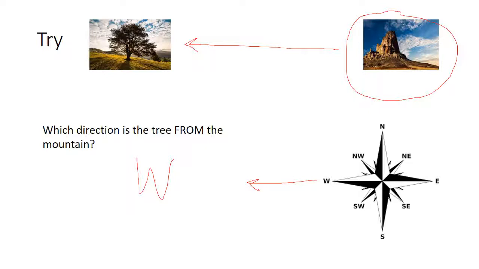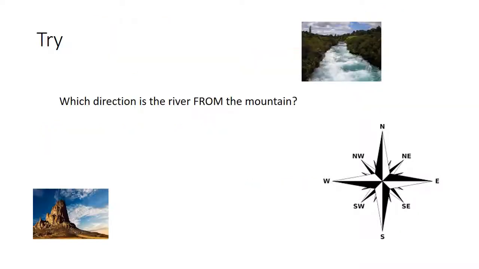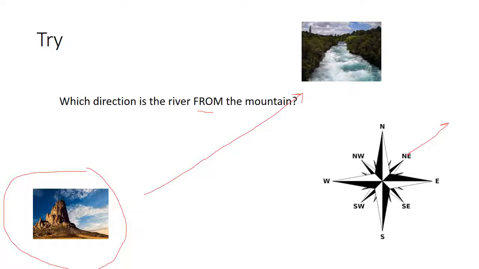Okay, let's try another one. Your go. Time for you to pause. Which direction is the river from the mountain? Okay, pause me. I hope you've paused me. Okay, from the mountain, it means we're starting from the mountain. So there's the mountain. The river's up this way, and it's diagonally up. And that should match northeast. And I hope that you wrote down northeast.